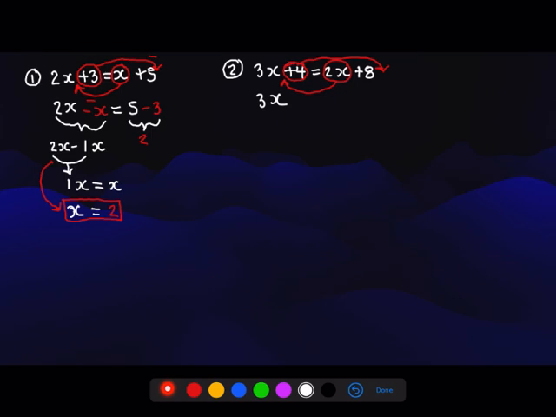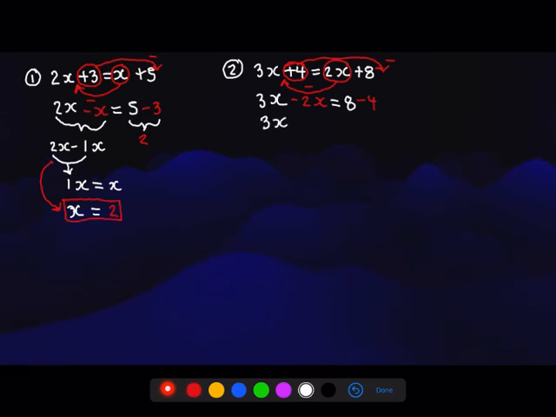When we do this, the signs switch. So plus 4 becomes minus 4, and 2x becomes minus 2x. So we would get 3x minus 2x equals 8, and 8 is positive, minus 4. So this is just like the last question we did.